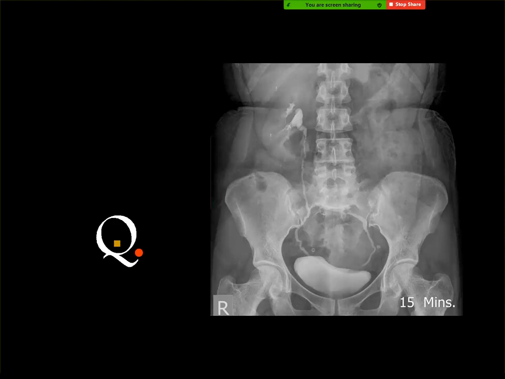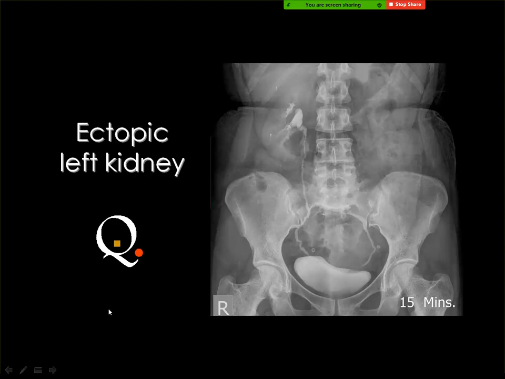Left-sided kidney is not visible? No, it is visible. I said that sometimes the kidney is superimposed on the sacral area, and you can also easily see the ureter of the left kidney. Whenever you see this ureter, you should look carefully in this area for the collecting system. And this is an ectopic pelvic kidney.